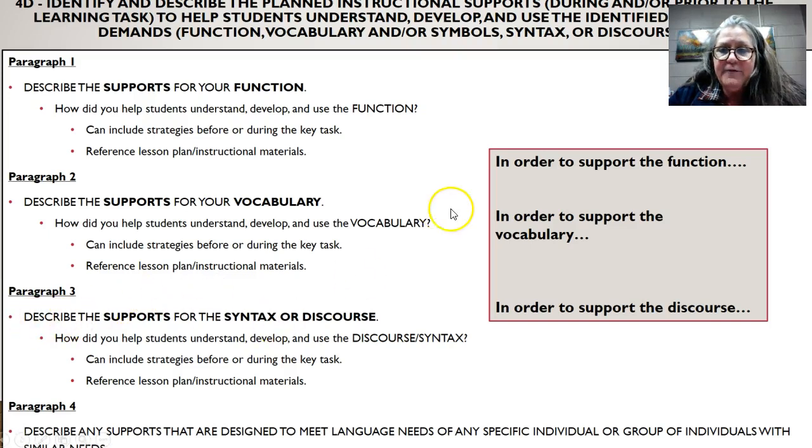And then I've put this here because it's important now, when you're writing, to use some sentences that make it really easy and clear for the scorer to see and be able to find the evidence in order to support the function, right? In order to support the vocabulary, and it follows, in order to support the discourse. Don't worry about repeating yourself. It makes it easier to read.